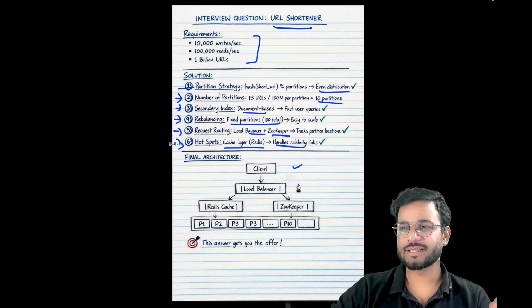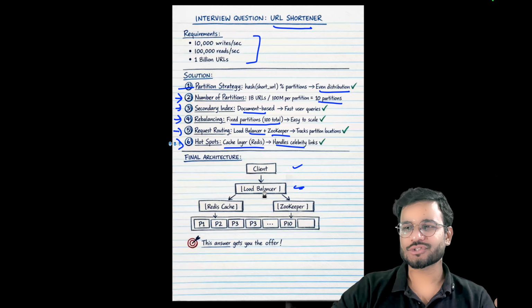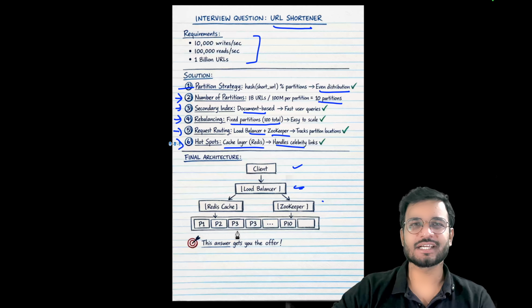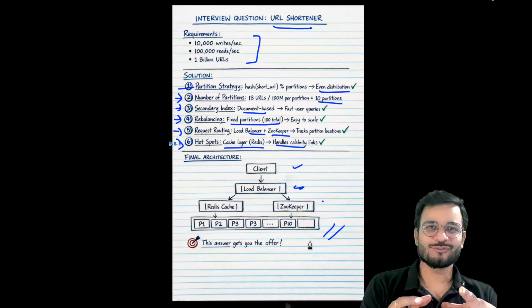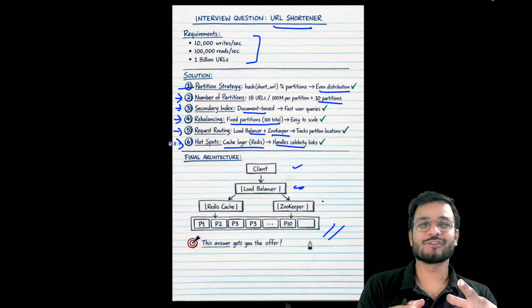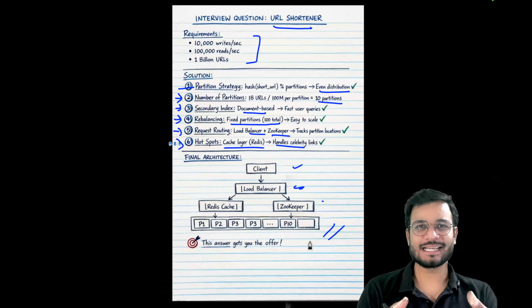The client requests the load balancer. First, it will check with ZooKeeper which Redis or which cluster to read from. Then it will go to that Redis cache. If it has the data, it will revert back. If there is a cache miss, then it will go to a specific partition using different strategies that we have discussed above. So this is the problem which gives you the offer. And if you discuss different partition strategies, you are there, you've got the offer.